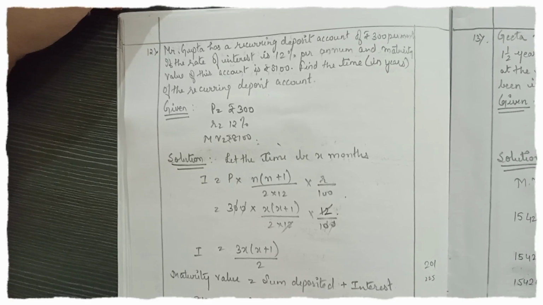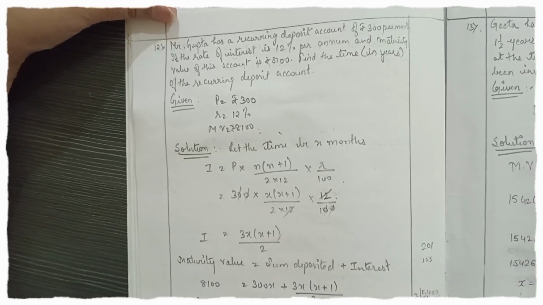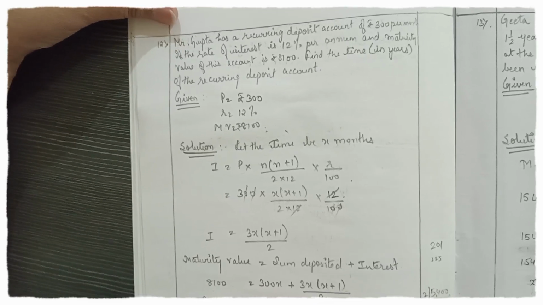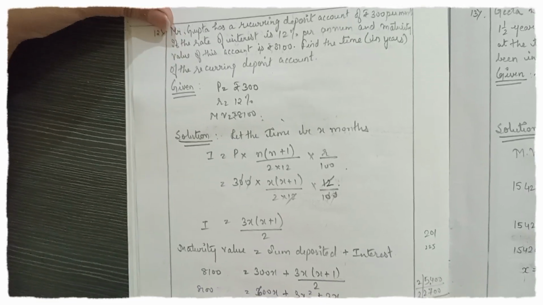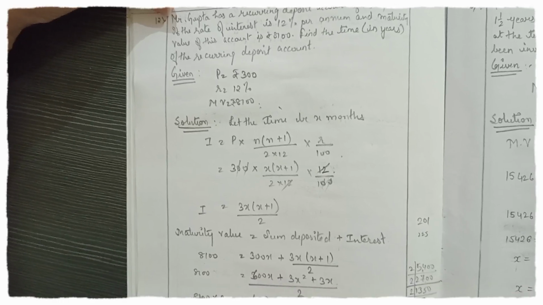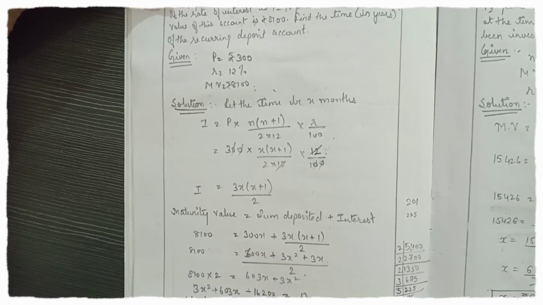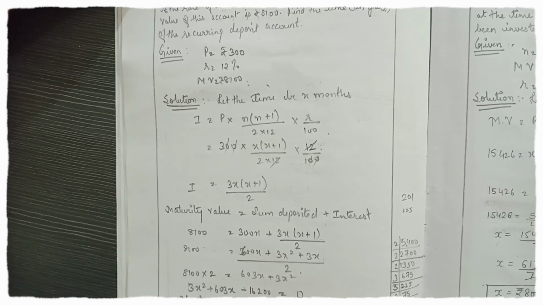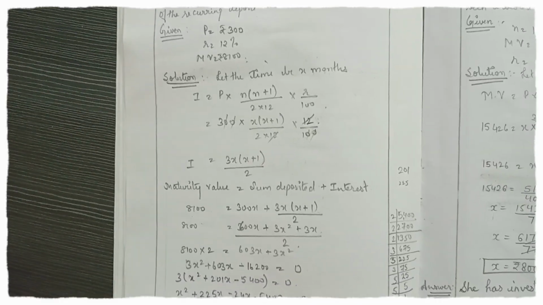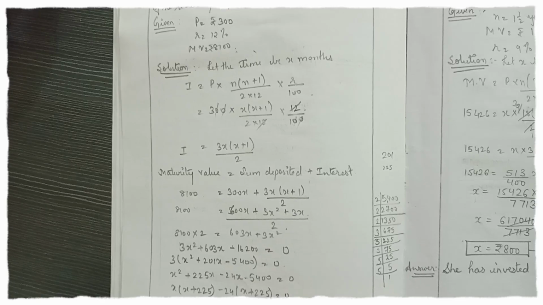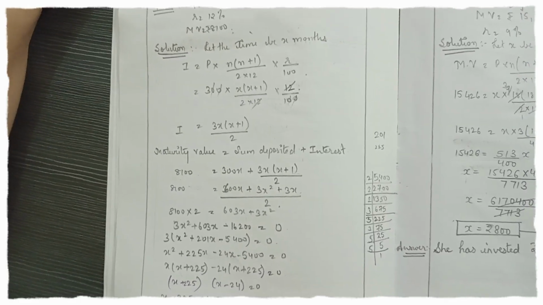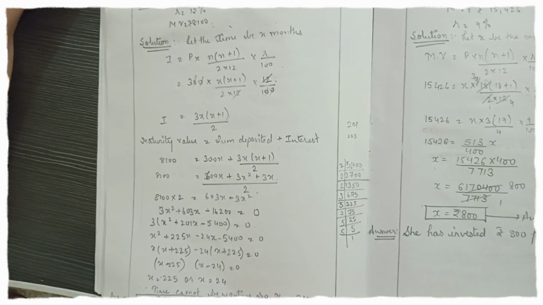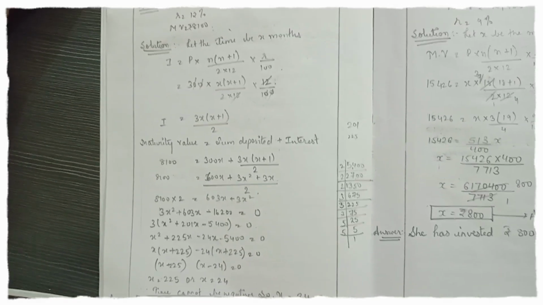Mr. Gupta has a recurring deposit account of rupees 300 per month. If the rate of interest is 12% per annum and the maturity value of this account is rupees 8,100, find the time in years of the recurring deposit account. Given P is equal to rupees 300, R is equal to 12%, maturity value is rupees 8,100. Let the time be X months. Same way you have to calculate, and the time which you get is 24 months, the conversion will give you 2 years.